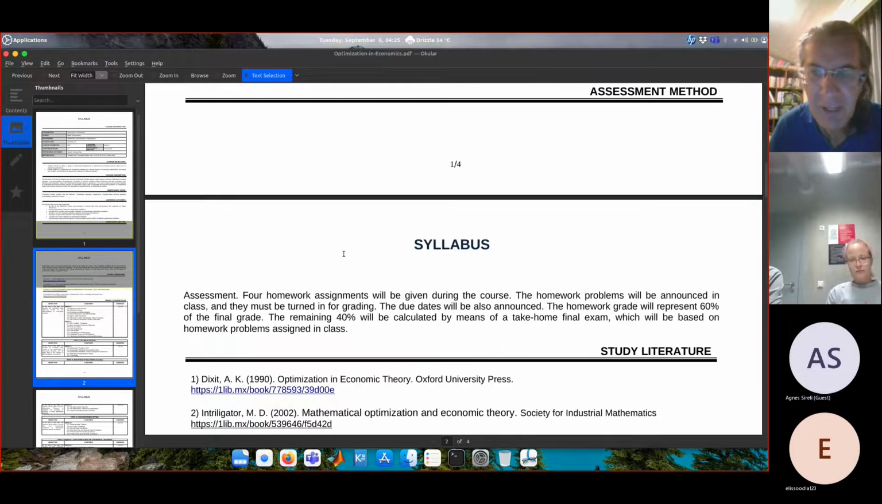Okay, so about the assessment method. There will be 4 homework assignments during the course. The homework problems will be announced in class and they must be turned in for grading. The due dates will also be announced. The homework grade will represent 60% of the final grade, and the remaining 40% will be calculated by means of a take-home final exam, which will be based on homework problems assigned in class.